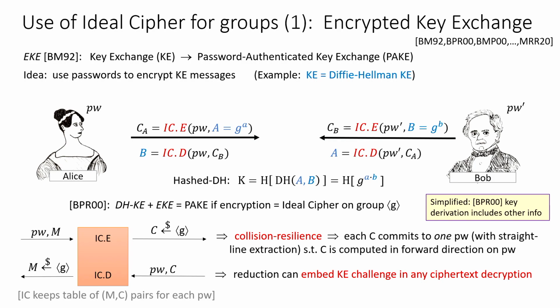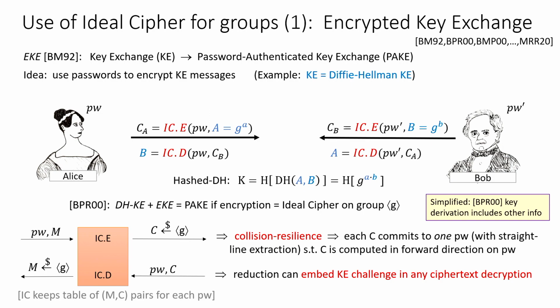Well, first of all, it's collision resilient. If you are hoping to create a single ciphertext which encrypts two different messages under two different passwords, and you're hoping to create a collision, you can't, because every time it's random. Therefore, each ciphertext commits to one password that was possibly used in a forward direction. So any message here is like a commitment to the password, which should happen in a password authentication.